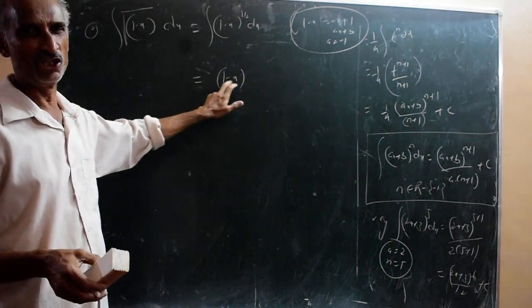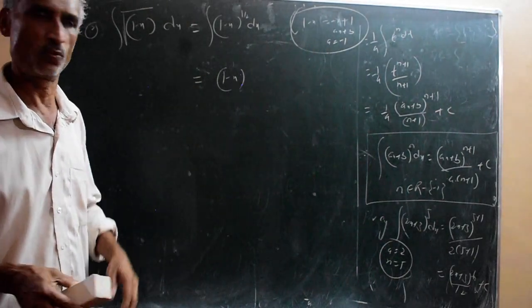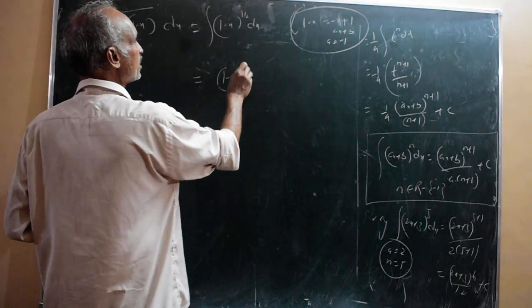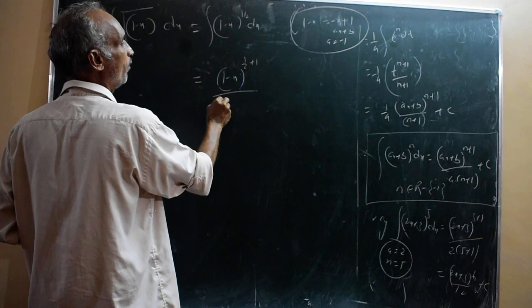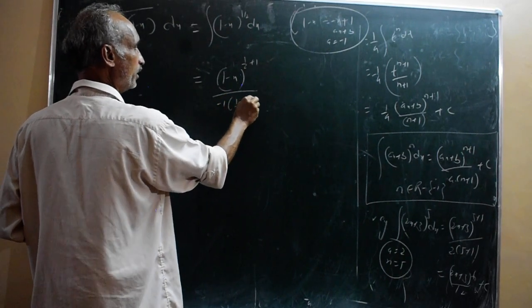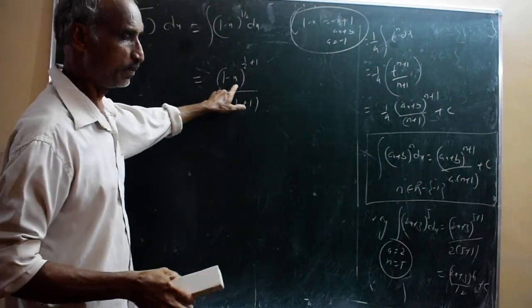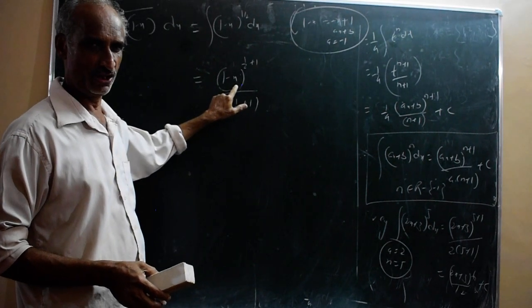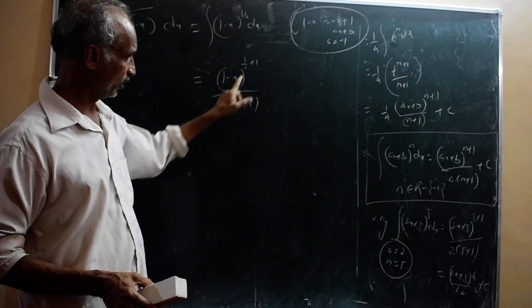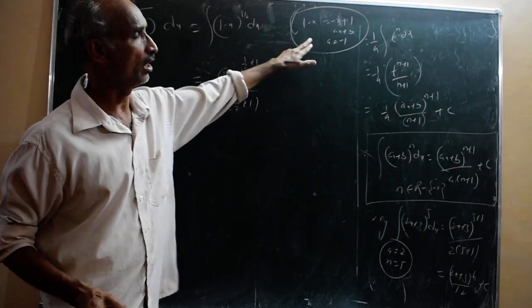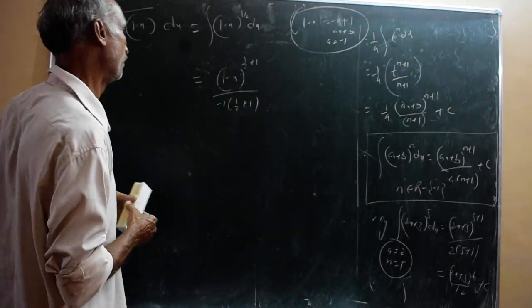Therefore you can take it as it is only. No need to write minus x plus 1. Okay, (1 minus x) raised to half plus 1, upon a. A is minus 1, into half plus 1. Is it not? Ax plus b is 1 minus x here. B is 1, a is minus 1, raised to n plus 1 upon a. A is minus 1, it is given in the problem.